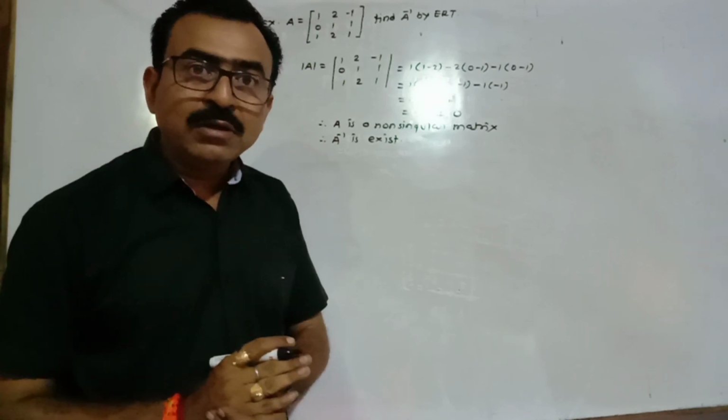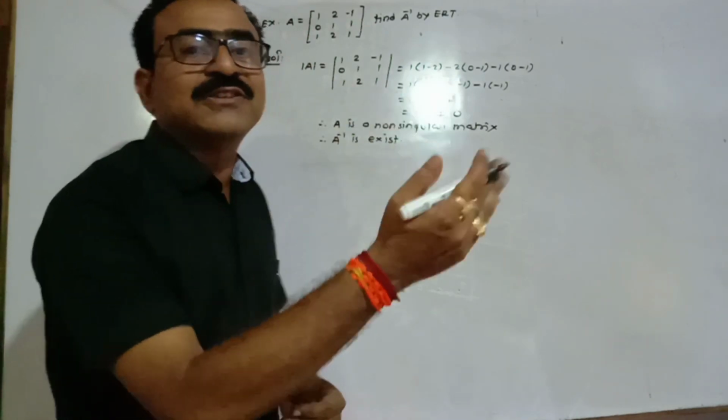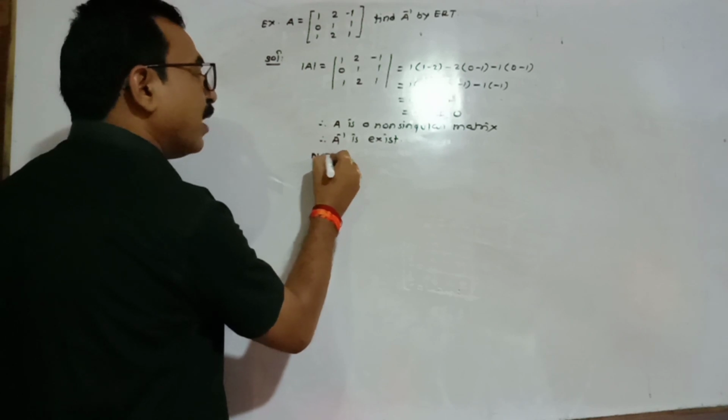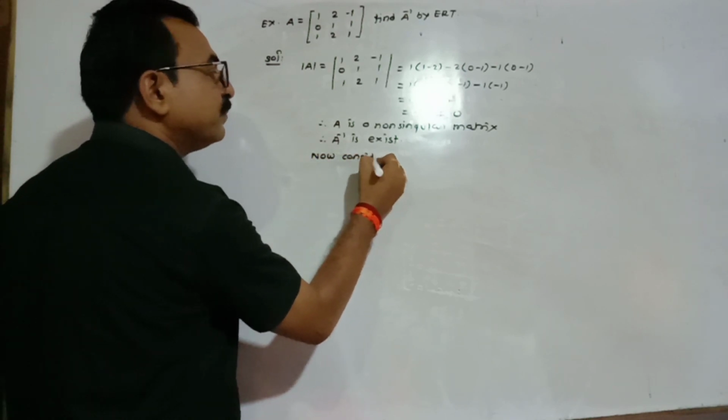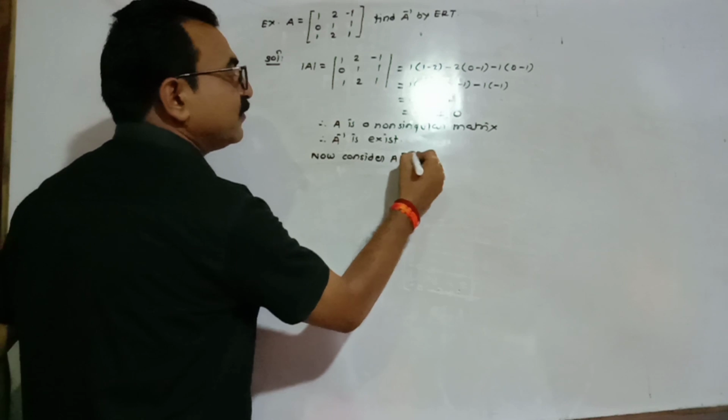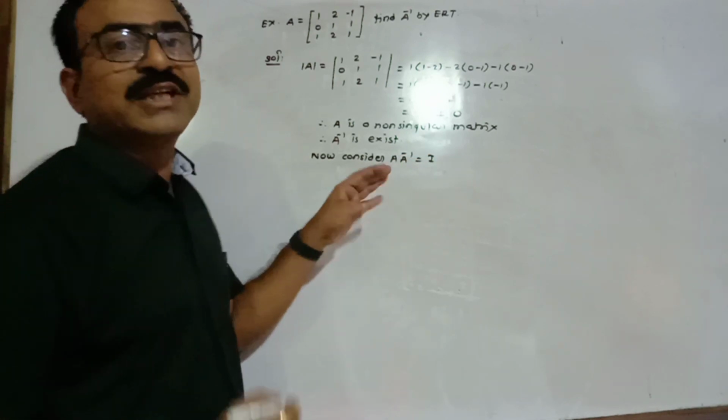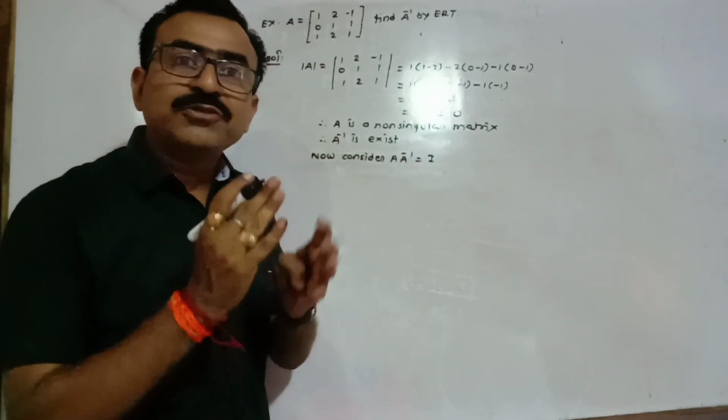What is your second rule? Consider A inverse is equal to I. So write down, now consider A inverse is equal to I. This is your second rule. Understood? Now what is your third rule?